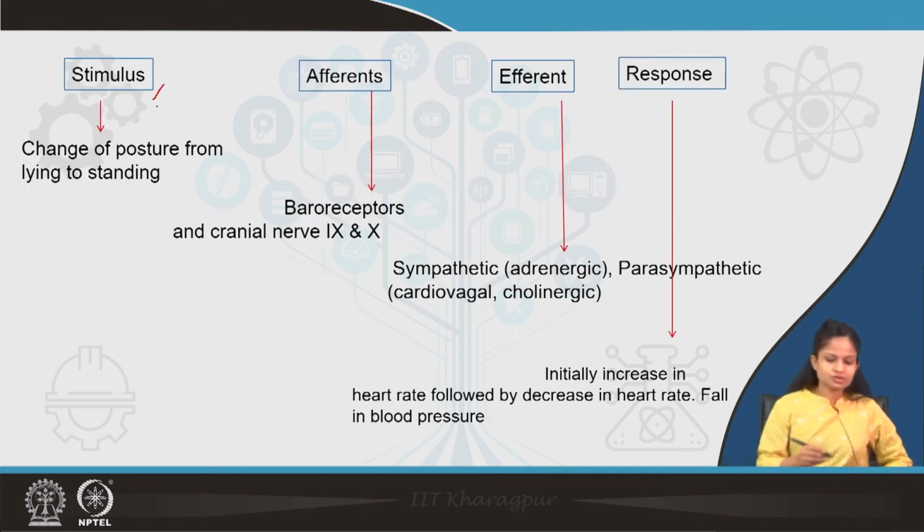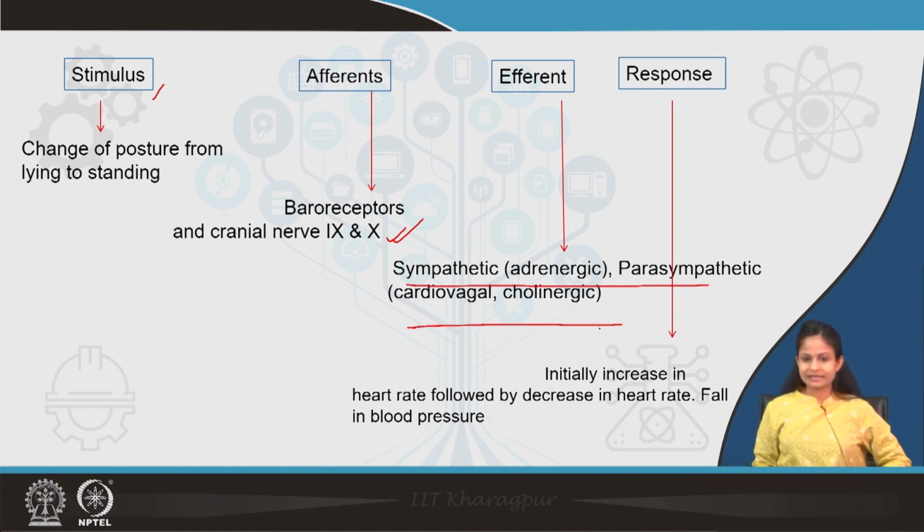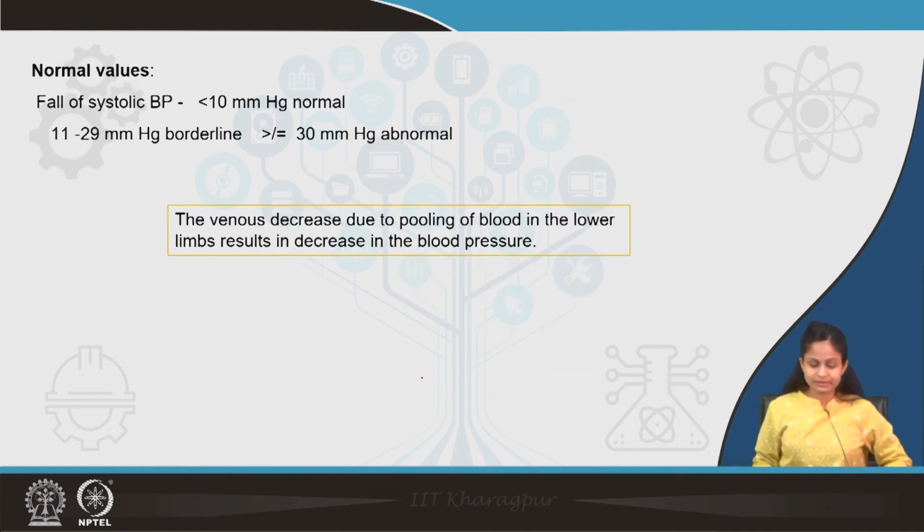So, the stimulus is the change of posture from lying to standing position. The afferent here is the baroreceptors and the 9th and 10th cranial nerves. The efferent here is both sympathetic and parasympathetic, as we had seen in the Valsalva maneuver. The response is the baroreceptor reflex mechanism, that is, initially there will be an increase in the heart rate followed by a decrease in the heart rate, and there will be a fall in the systolic blood pressure.